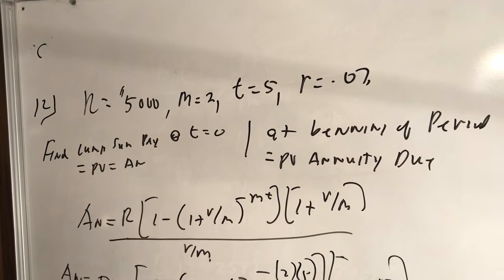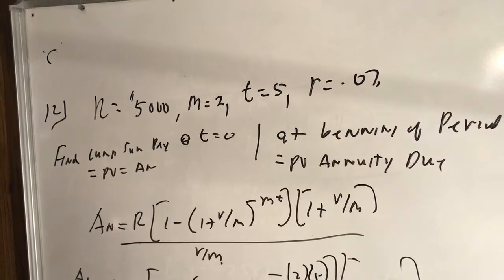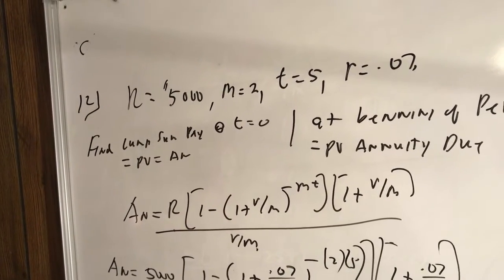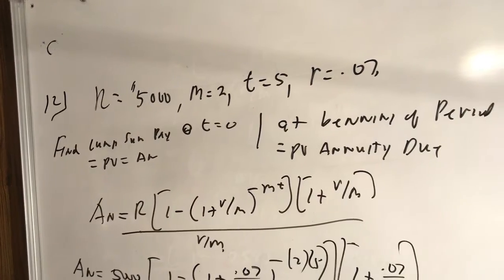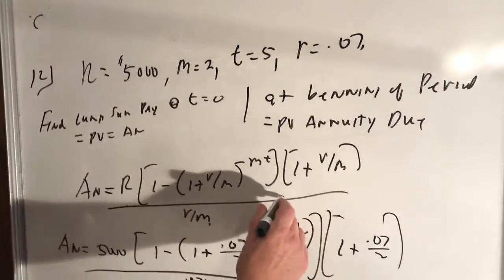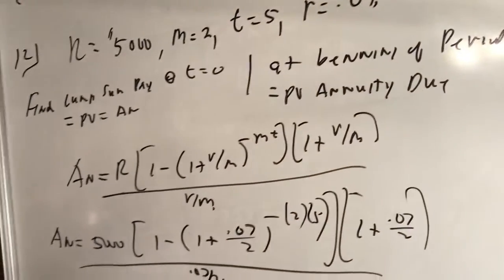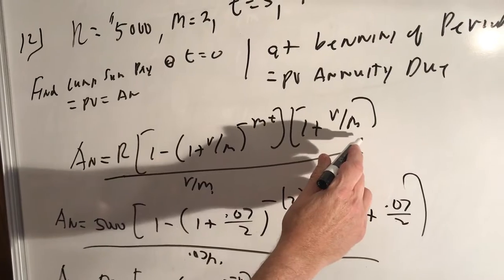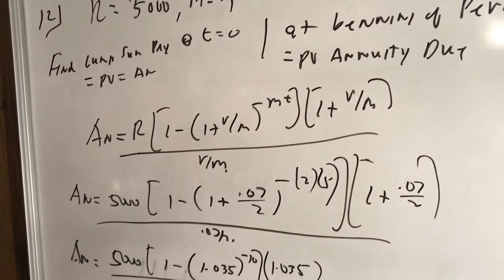So semi-annually, R is 5,000, M is 2, T equals 5 years, R is 0.07. Substituting in, this is the annuity due present value formula. Remember, it's the present value formula with an appendage divided by R over N.